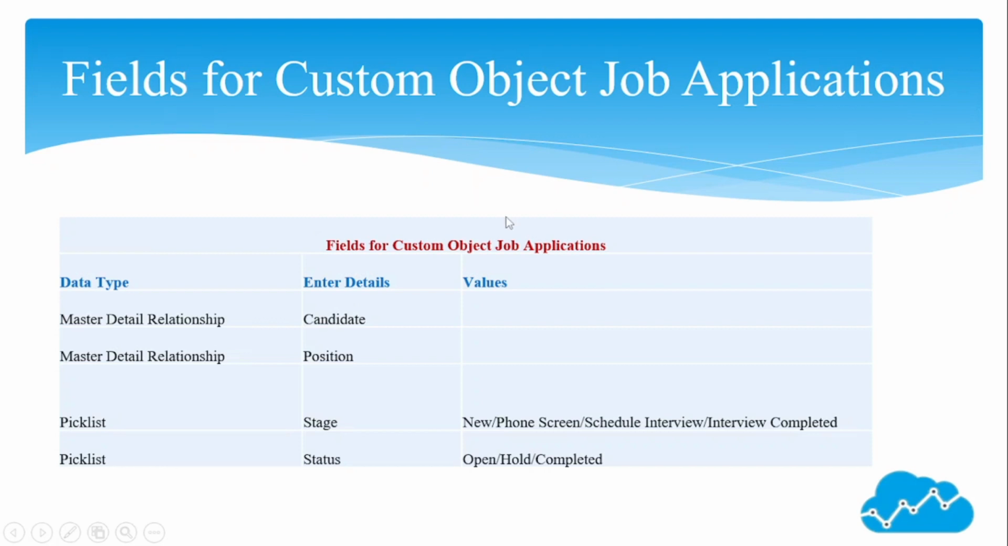Fields for custom object job application. So here job application I am considering as a junction object. Junction object property is there would be two master detail relationships on that particular object. So for job application I am making the candidate data type a master detail relationship. Second, position is also there, so I am taking the master detail relationship for position also, and make the object a junction object. We have to create two master detail relationships on that particular object, then it is considered a junction object. Next is stage. It's a picklist type. Values are new, phone screen, schedule interview, interview completed. Then status, its data type is picklist, values are open, hold and completed.